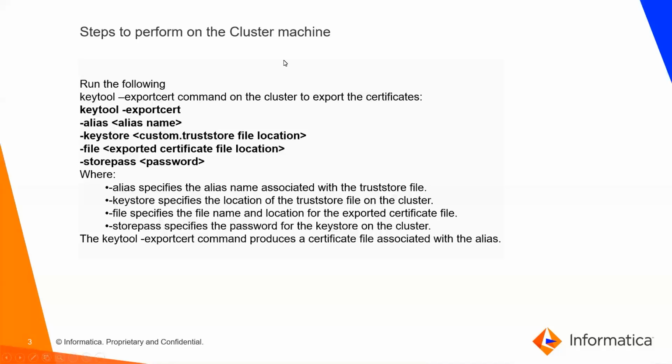First, we need to get the certificates from the cluster. For that, you can use this command: keytool -export -alias, you can give the alias name, the keystore, and the file which you want to export and its store path. You can use this command to export the certificates from the cluster machine. You can also work with your Hadoop team to get the certificates.